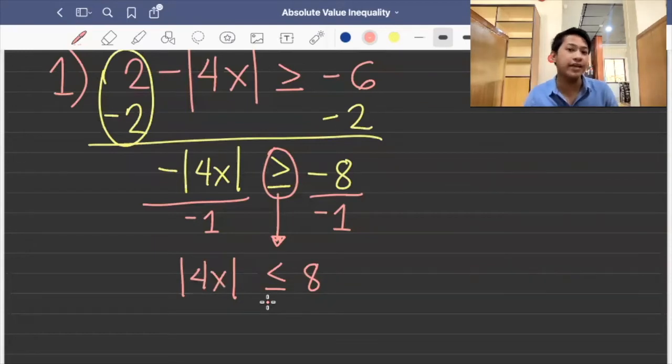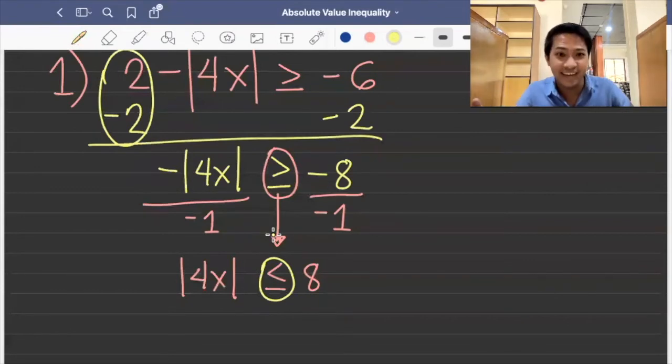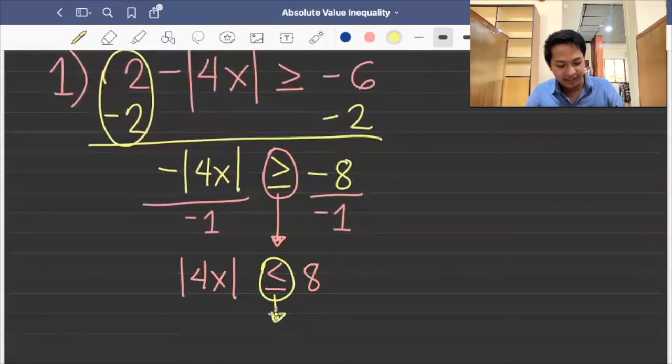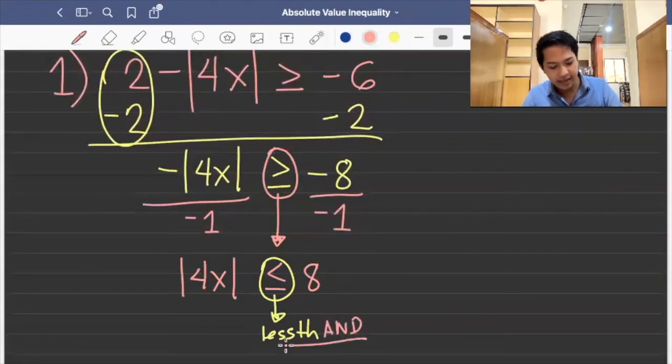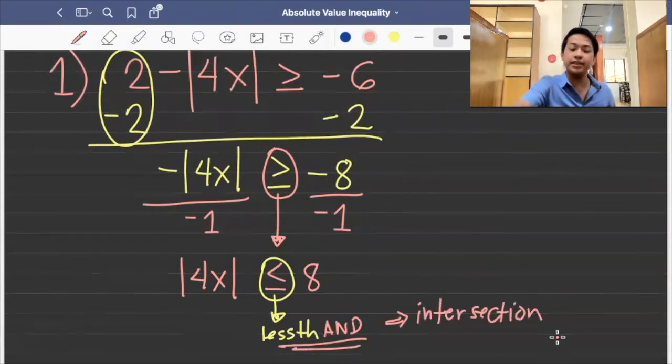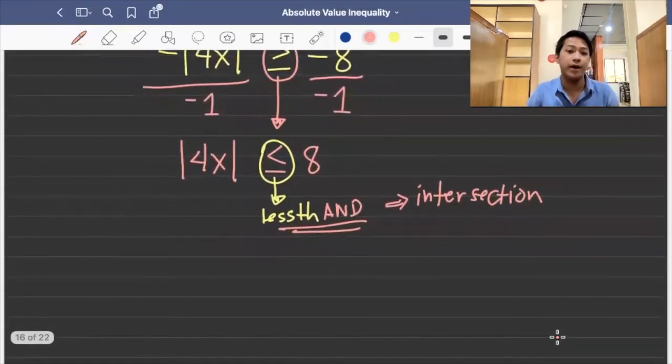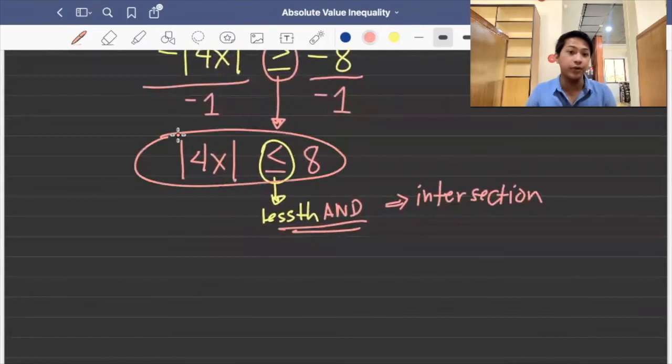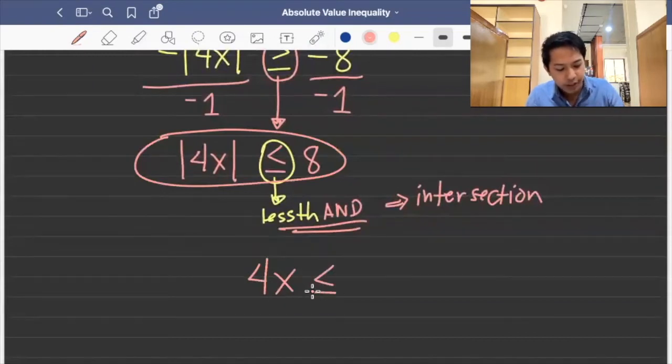After isolating the absolute value, we have to identify if this absolute value inequality is an intersection or a union. Since this is less than or equal to, remember, "less than" and we know that this is an intersection. Since this is an intersection, the first thing to set up our compound inequality is to drop the absolute value and copy everything. So we have 4x is less than or equal to 8.